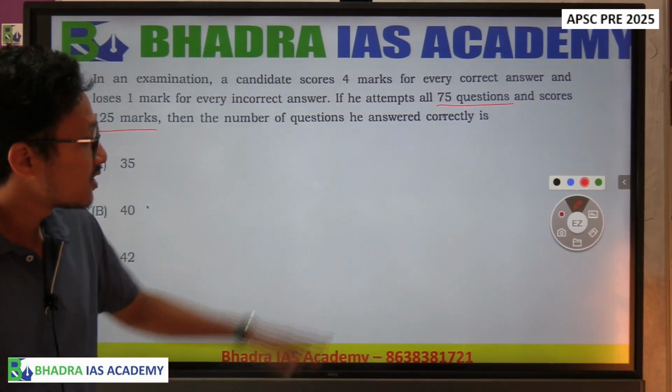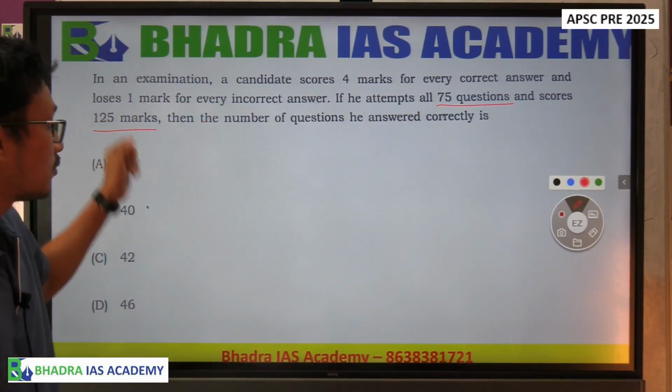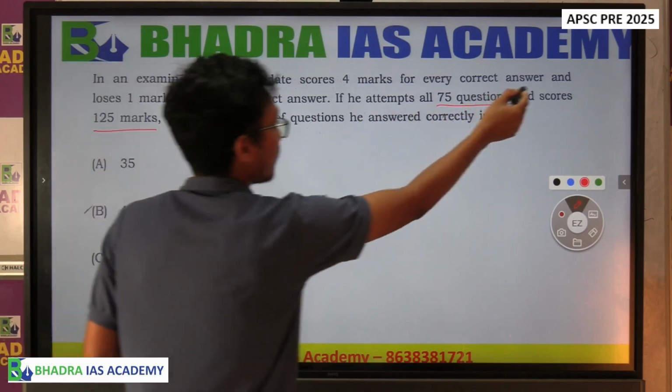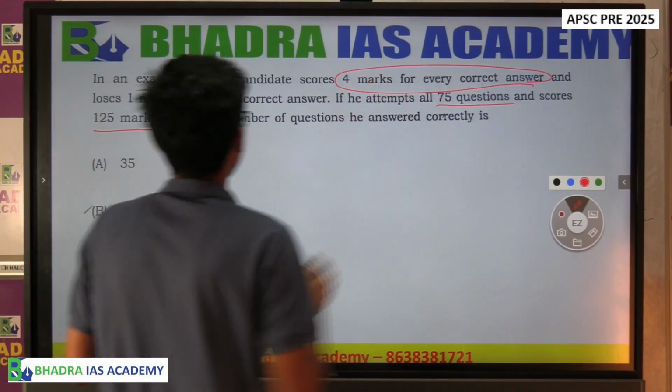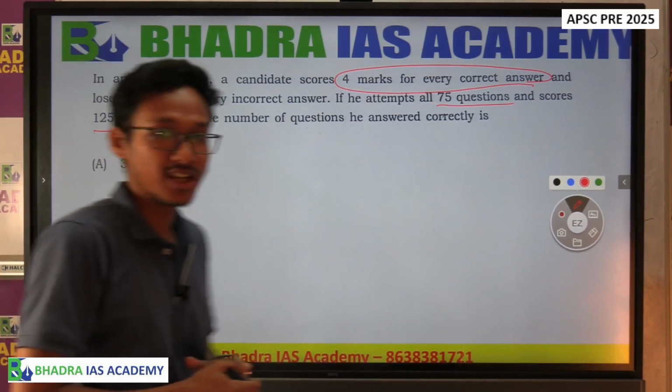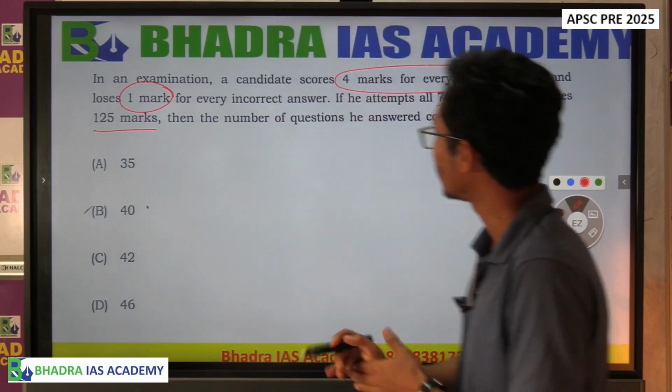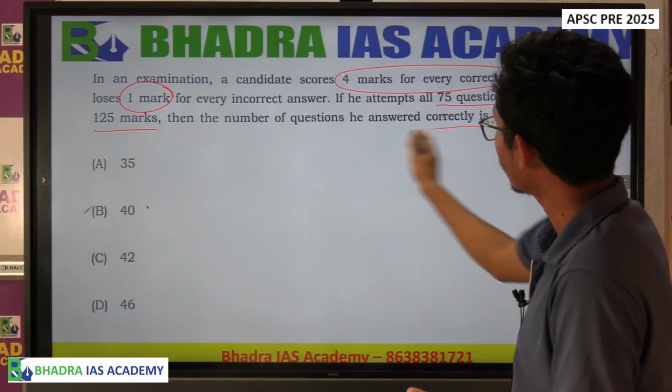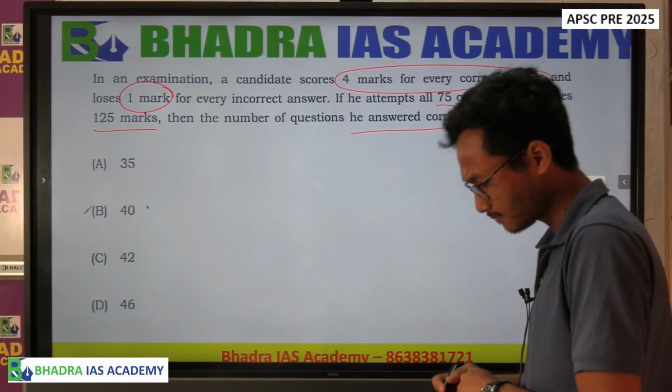So who is 75 attempt korisile aru mark paise 125. So eta correct answer or karone answer to correct hole 4 marks pai, aru jodi incorrect hoy bhul hoy 1 mark minus hoye negative. So negative marking ase here. So who is a kiman number of question correct hoisile out of 75.